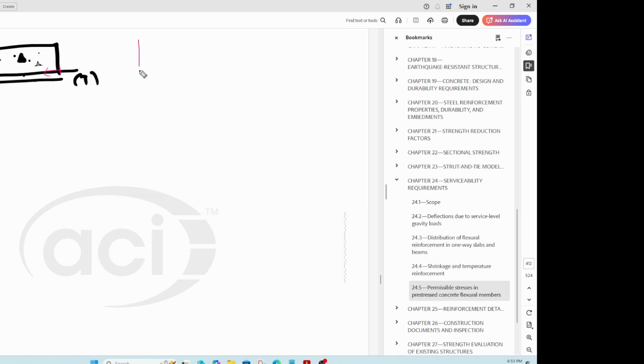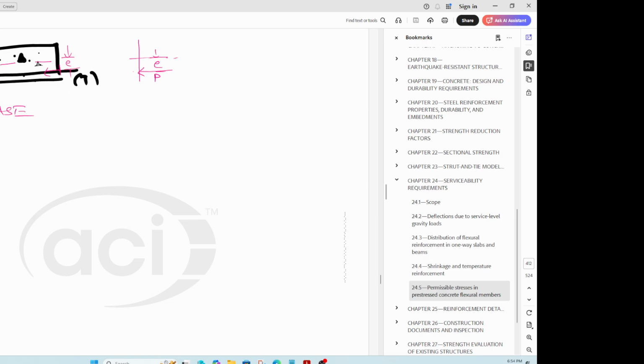Meaning, if this is the section of the beam, here is the neutral axis, right? That is the neutral axis. Now you have a compressive force acting at a certain eccentricity e. So that eccentricity is from here to here. That force is acting at that eccentricity, right? So once you cut, that scenario is called at release.